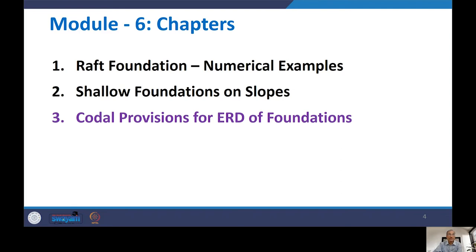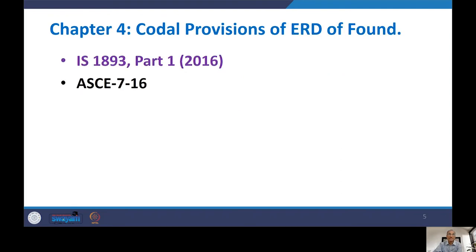When we talk about codal provisions for architectural design of foundations, we are going to discuss two codes. One is the Indian Standard IS 1893, Part 1, published by the Bureau of Indian Standards in 2016, which is the latest version of that code. Another is the American Society of Civil Engineers code ASCE 7, section 16. Let's discuss the first one, which is most relevant to us for earthquake resistant design, and see what is given in this code related to soils and foundations.